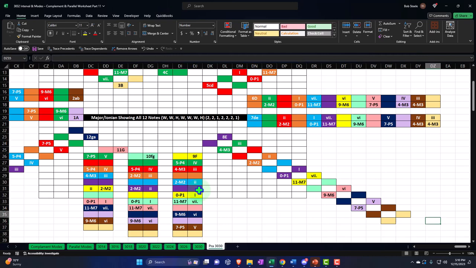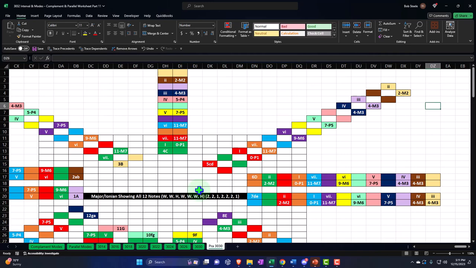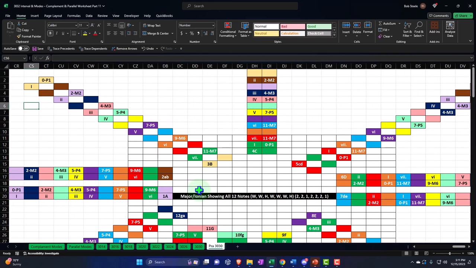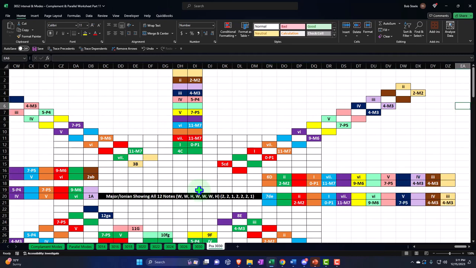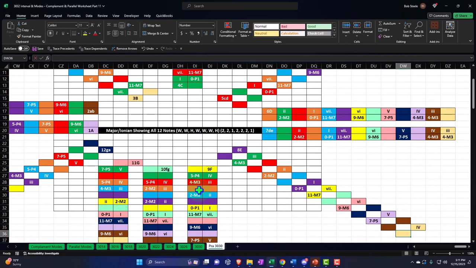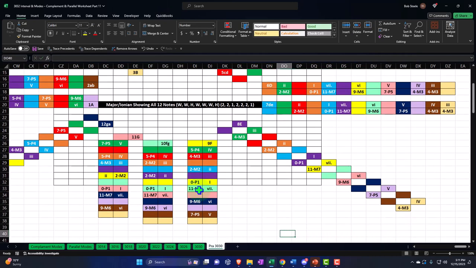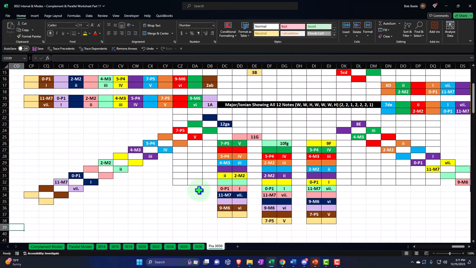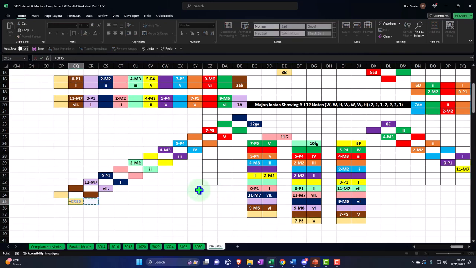Hold on a second. I went from 1, whole step to the 2, and then whole step to the 3, and then there's a half step to the 4. So here's the 4. And that's going to be a major third, 4 notes away. From 4 to 5 is a whole step. So here's 5. That's going to be a perfect fifth, 7 notes away. From 5 to 6 is a whole step. And that's going to be a major 6, 9 notes away.